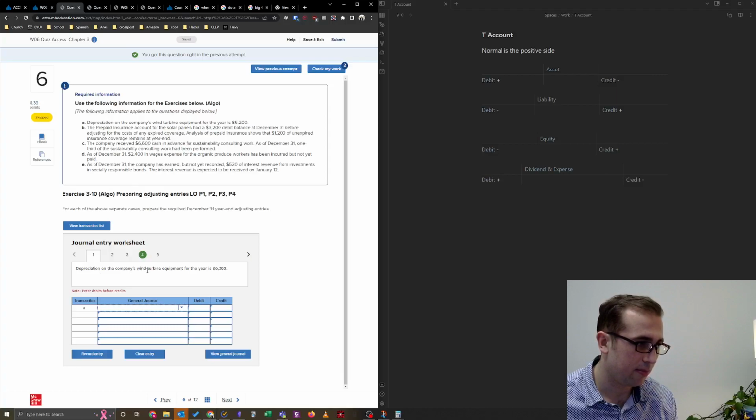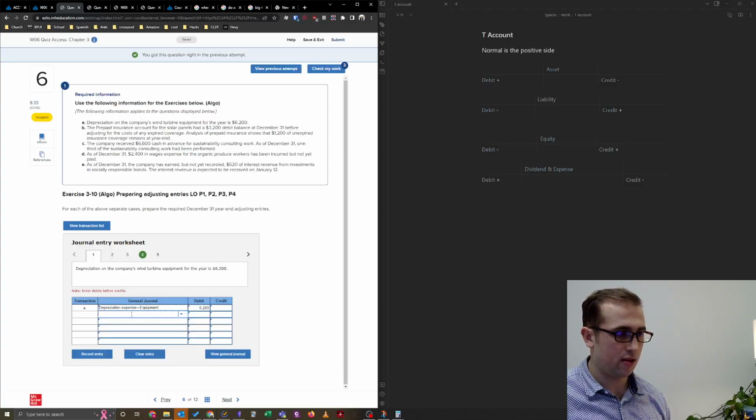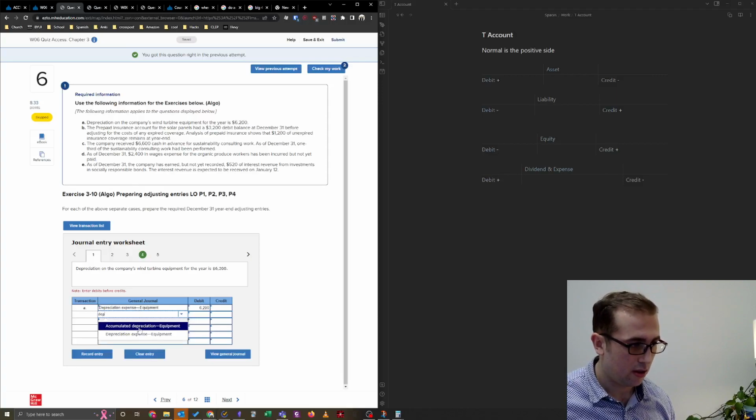Depreciation on the company's wind turbine equipment for the year is $6,200. That's going to be a depreciation expense. On our T account over here, we notice that expenses are debits when they're increased. So $6,200 to depreciation expense, equipment. And then the accumulated depreciation is the equivalent credit.